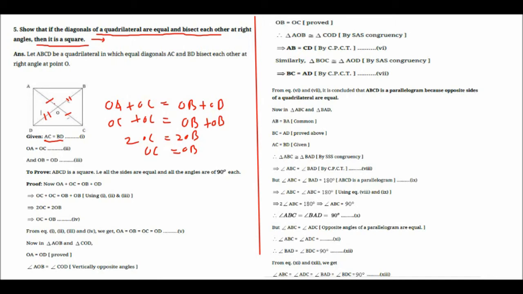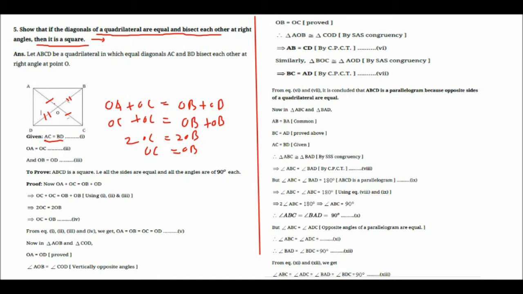Now to prove that the sides are equal, we will take triangles AOB and COD. See the triangles AOB and COD, right? They are opposite triangles, so opposite sides should come. We may also take AOD and BOC.